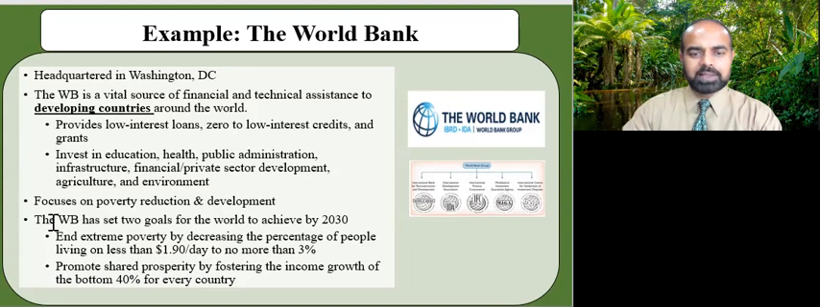The World Bank has set 2 goals for the world to achieve by 2030. End extreme poverty by decreasing the percentage of people living on less than $1.90 per day to no more than 3%, and promote shared prosperity by fostering the economic growth of the bottom 40% for every country.